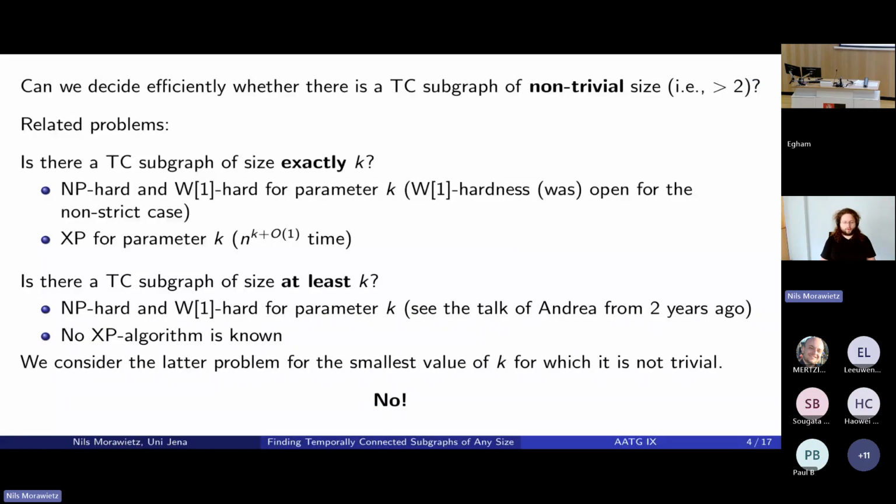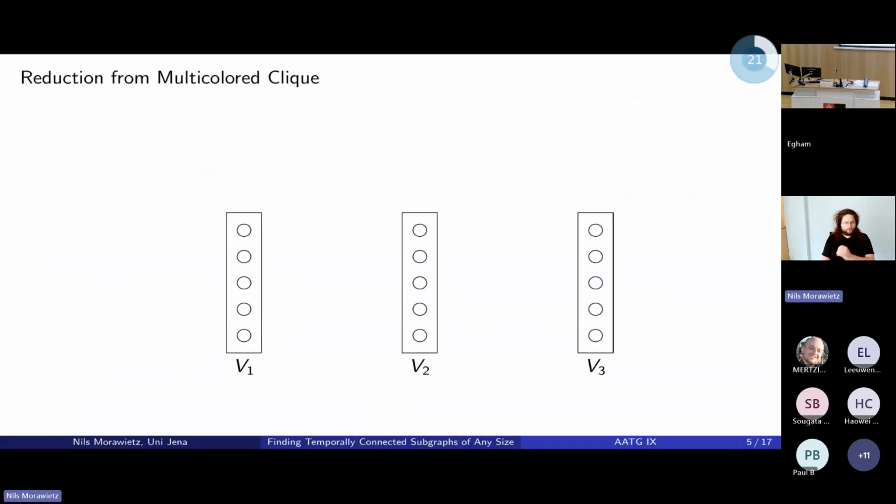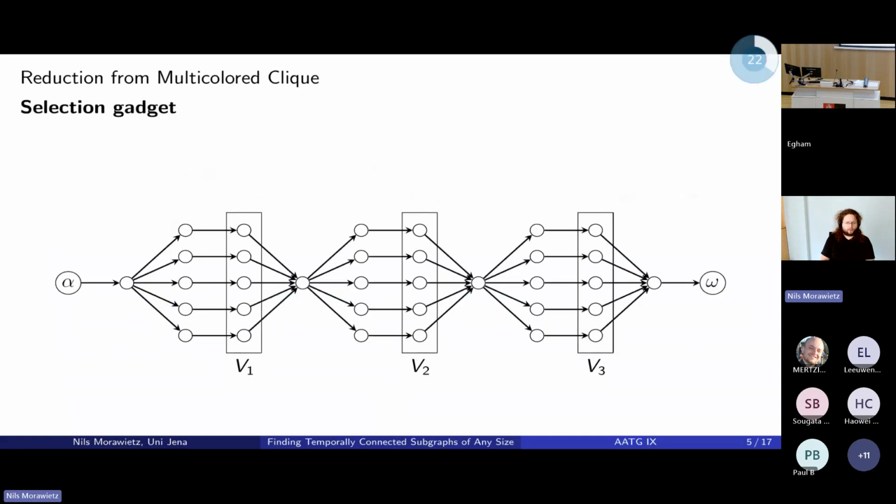And I want to roughly sketch how we could show this and how you have to think about the problem or like reductions in a way to avoid creating an instance where it is a trivial yes instance. So the idea is we want to reduce from multicolored cliques. So we have our color classes and we want to pick one vertex per color class so that they are a clique in the original instance. And we want to achieve this as follows. We want some kind of selection mechanism.